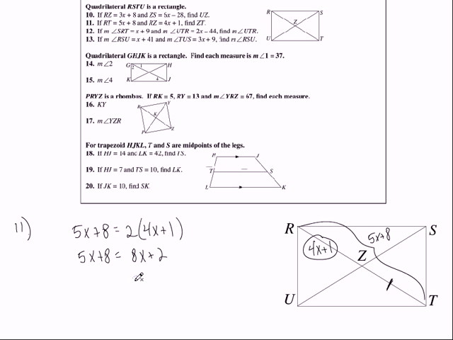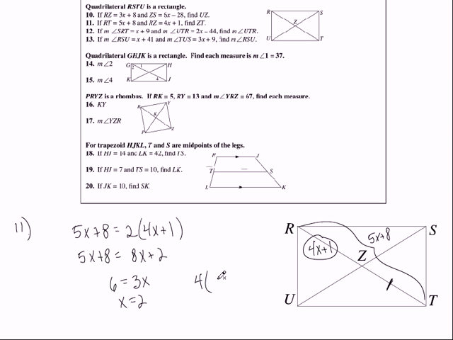Subtract a 5x from both sides, I get a 3x. Subtract a 2, I get a 6. Divide by 3, x is 2. It's not my answer because they asked for ZT. But again, remember, I want to find ZT, but ZT and RZ are exactly the same thing. So basically, I'm just going to put a 2 and plug it in for RZ.